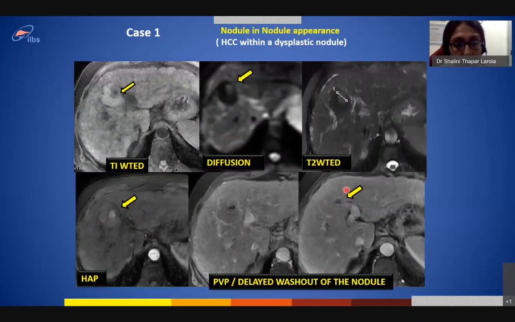So look at this equilibrium phase image. On the portal venous phase, there is mild enhancement of the neighboring larger nodule, which harbors a smaller nodule. And on equilibrium phase, this nodule shows complete take-up of contrast.